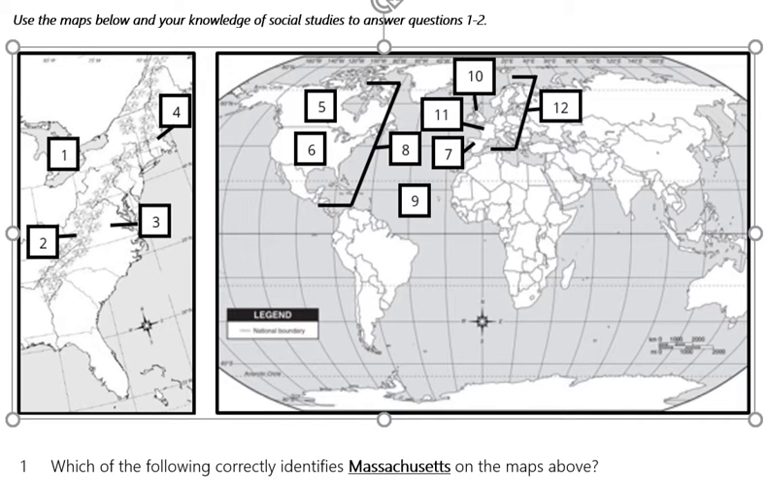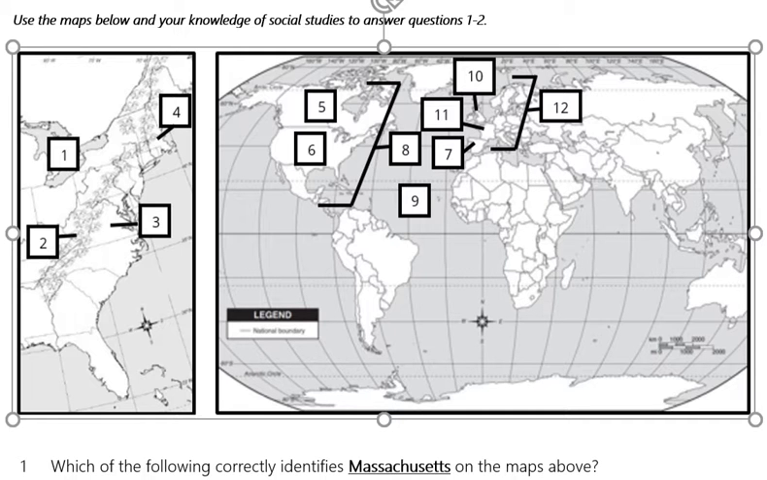Which of the following correctly identifies Massachusetts on the maps above? A, 2. B, 4. C, 6. D, 8. Pause the video for time to answer number 1.